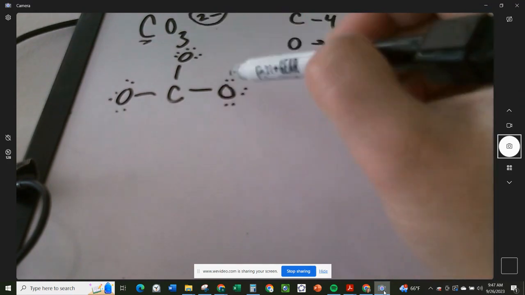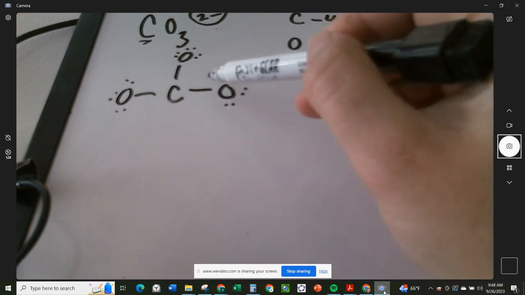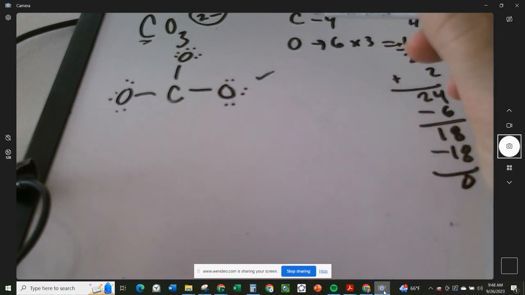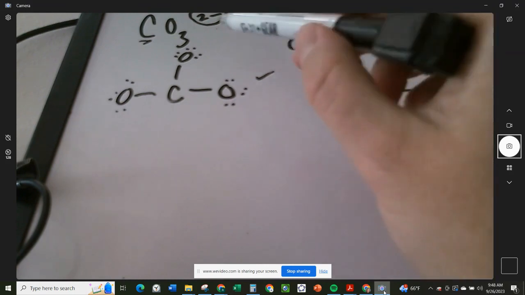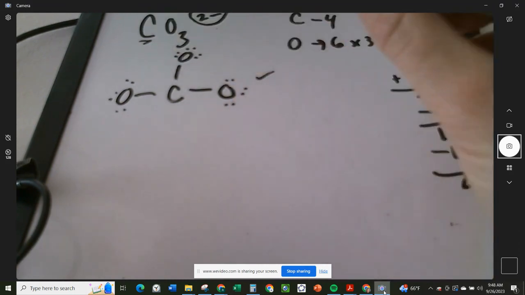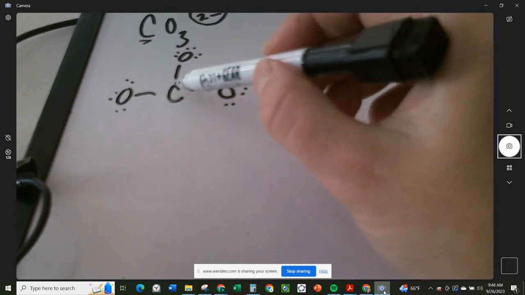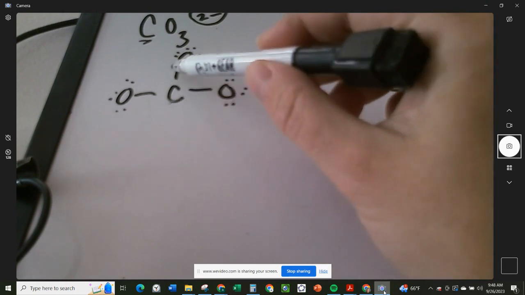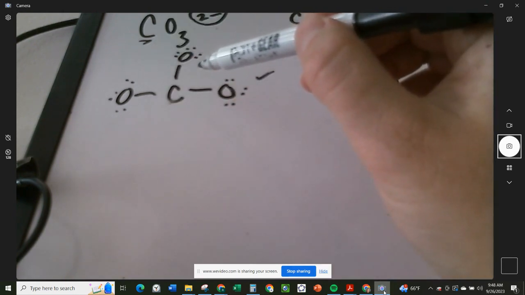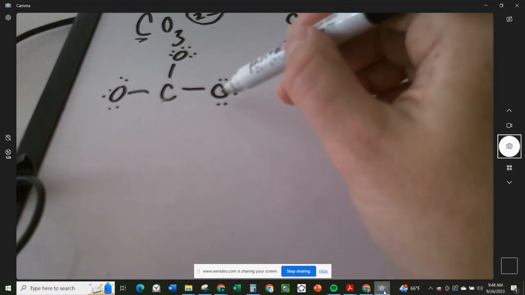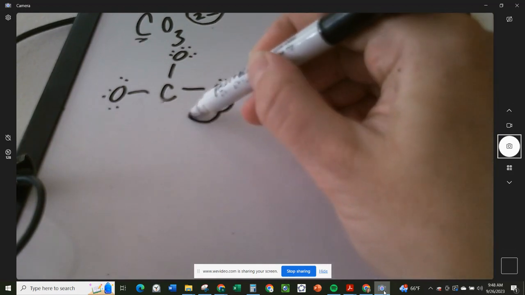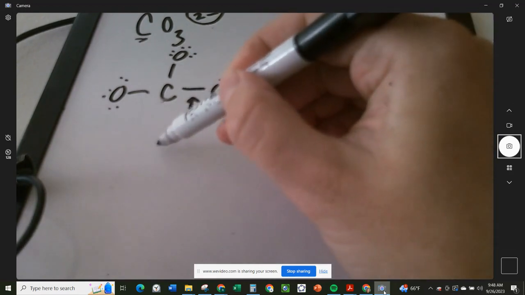This oxygen, let's check this one. We have 2, 4, 6, 8. That has a satisfied octet. All of the oxygens are the same, so they must also all have a satisfied octet. Let's look at carbon. This carbon only has 2, 4, 6. So one of these oxygens needs to share. I'm just going to pick this right one. We're going to take these 2 electrons and shift them here. That will be a double bond.